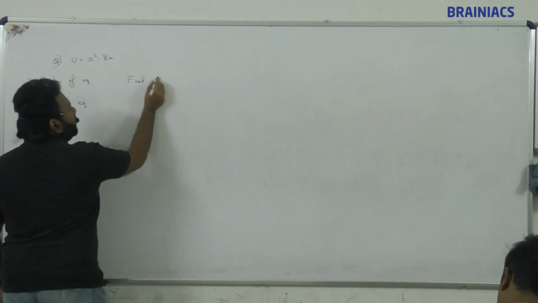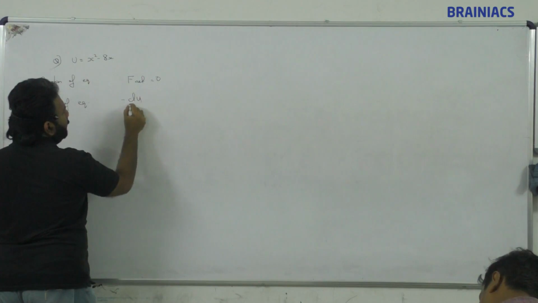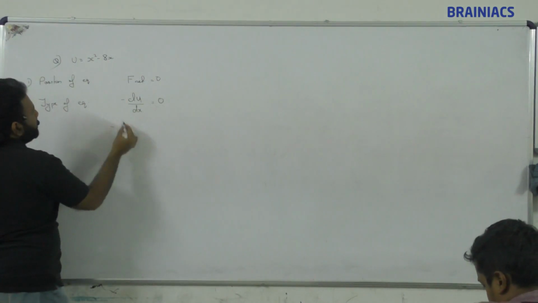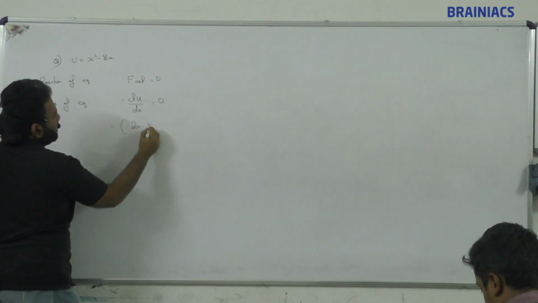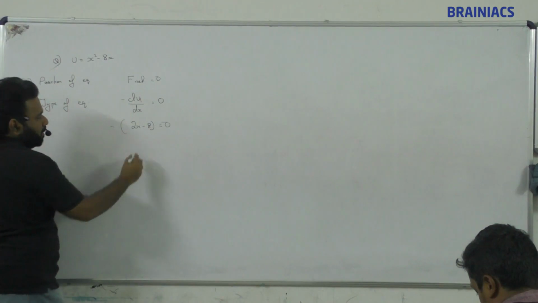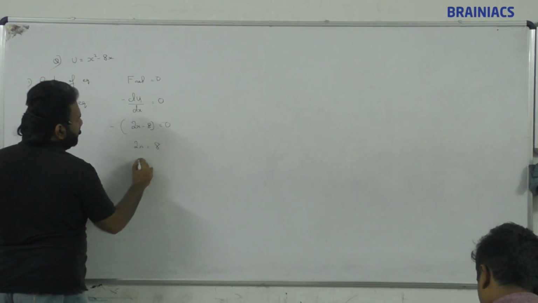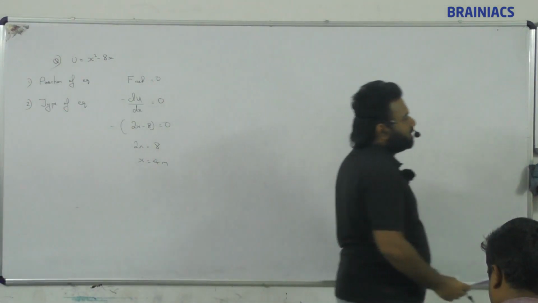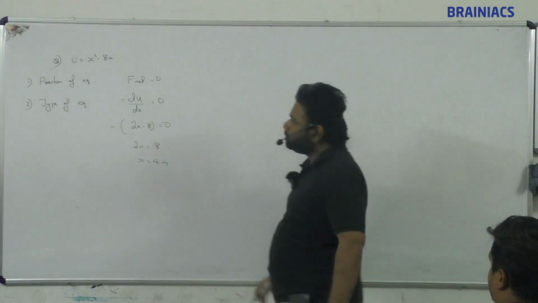F net should be 0 for equilibrium. So minus du by dx should be equal to 0. If you differentiate this, we get 2x minus 8 is equal to 0. So 2x is equal to 8, x is equal to 4 meter. So at x equal to 4 meter, we have equilibrium. Now what is the type of equilibrium?